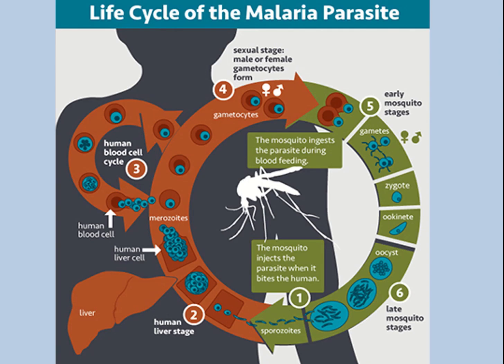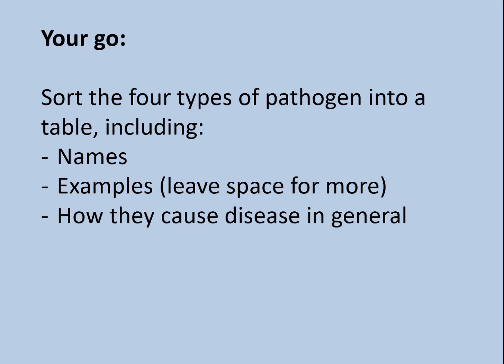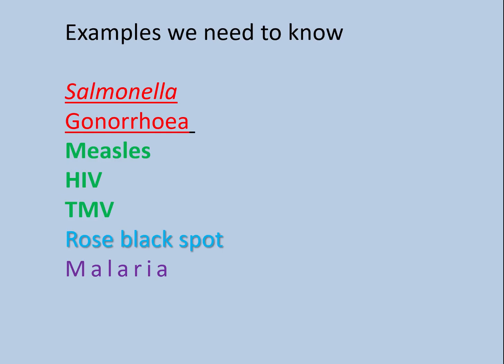Here is the life cycle, just for your interest, of the malaria parasite. We start off with these, they're like spores. Let's have a little look. Obviously we've got reproduction over here. Do you know what, looking at this, I don't think you need the details of this, so I'm going to skip. Okay, so we've looked at quite a few different illnesses caused by pathogens.